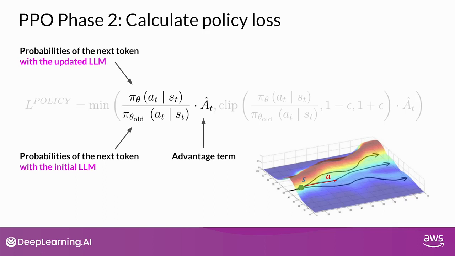This translates to maximizing the expression we have here. If the suggested token is worse than average, the advantage will be negative. Again, maximizing the expression will demote the token, which is the correct strategy. So the overall conclusion is that maximizing this expression results in a better aligned LLM.